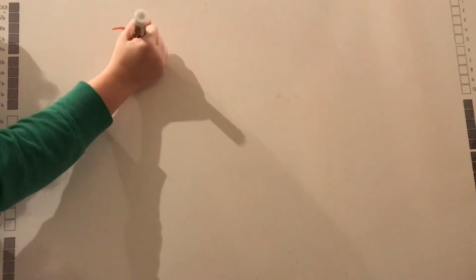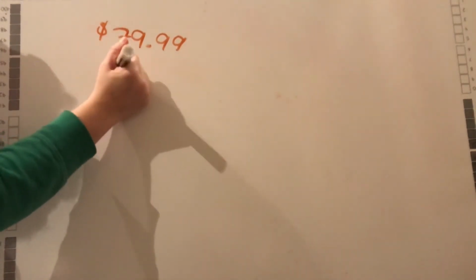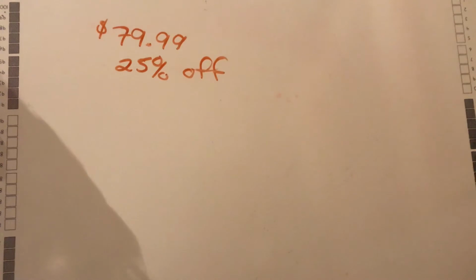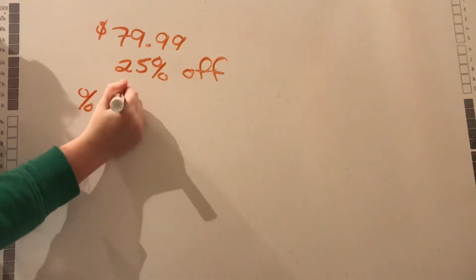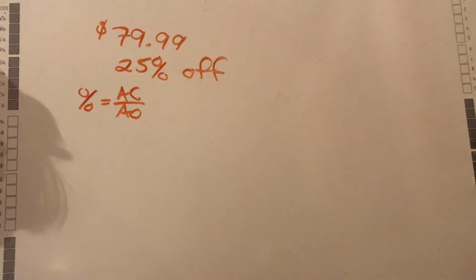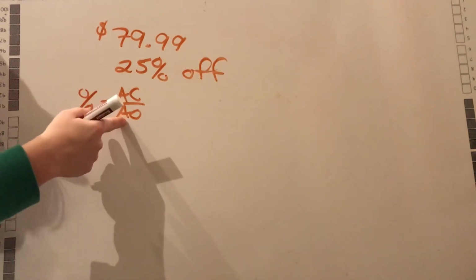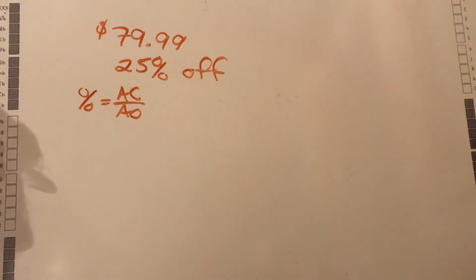All right, let's try the next one. It says using percent of change. So it's giving us the regular price of an MP3 player is $79.99. It is on sale for 25% off. Okay, now we still have our same formula, which is our percentage equals AC over AO. The only problem is we have our percentage and we have our original, but we don't know what our change is going to be.